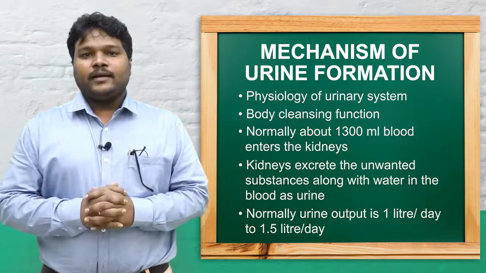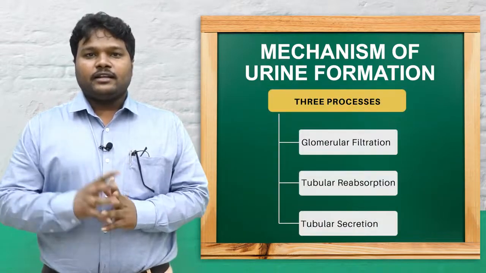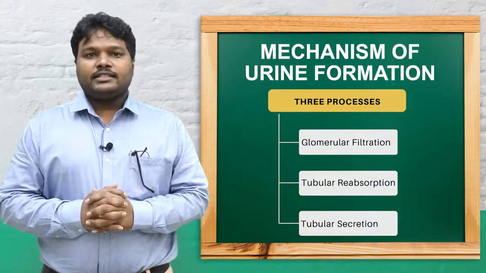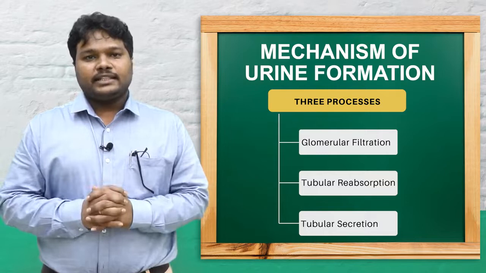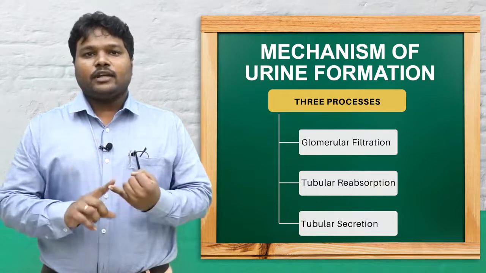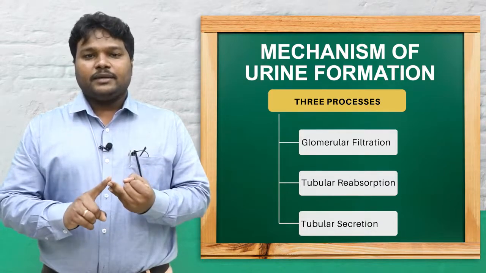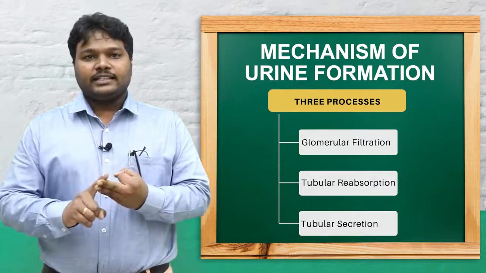If you see the mechanism of urine formation, it is categorized into 3 steps. Mainly the process has 3 steps, that is glomerular filtration, tubular reabsorption, and tubular secretion.